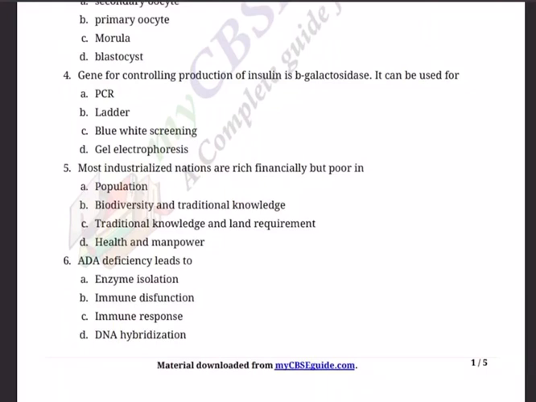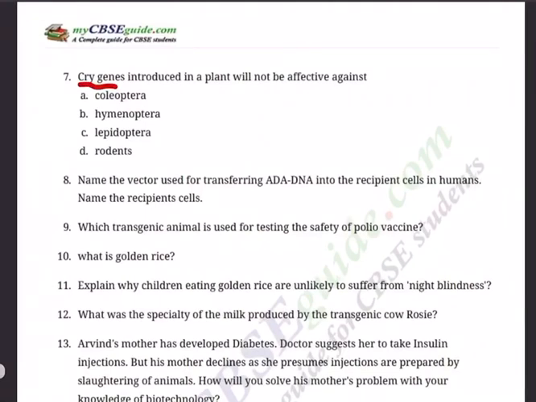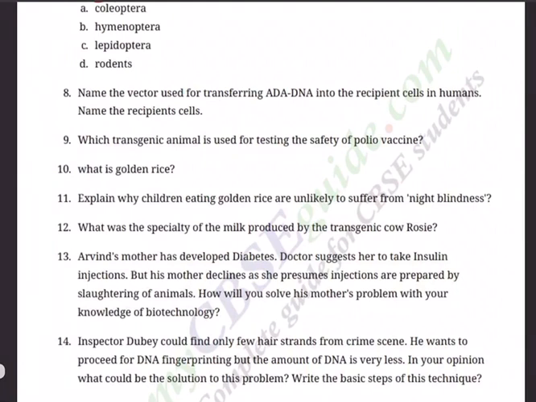ADA deficiency leads to A. Enzyme isolation, B. Immune dysfunction, C. Immune response, D. DNA hybridization. 7. Cry genes introduced in plant will not affect against Coleoptera, Hymenoptera, Lepidoptera and rodents. Question 8. Descriptive type from now onwards.